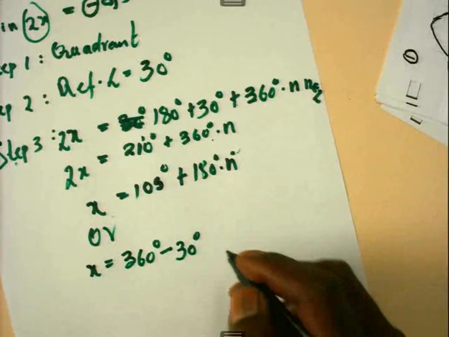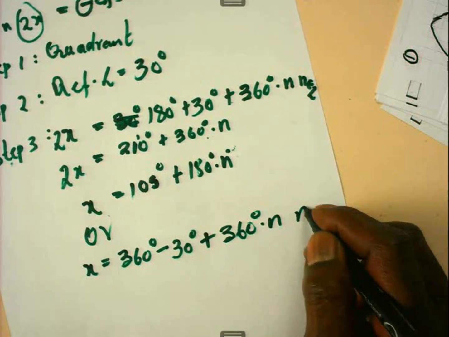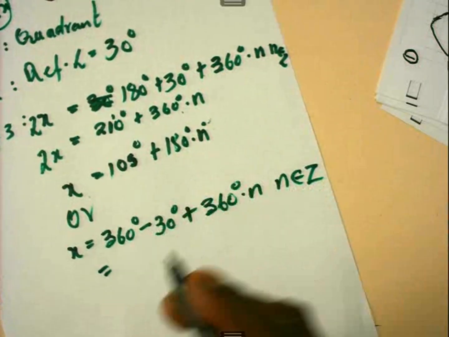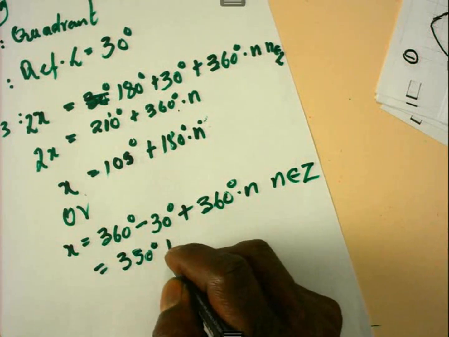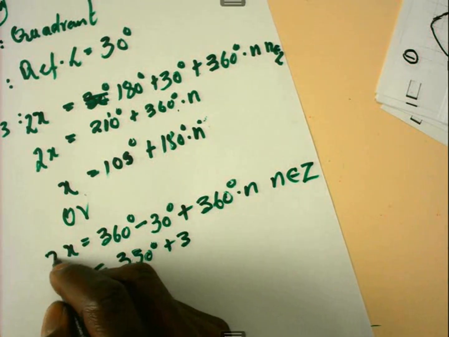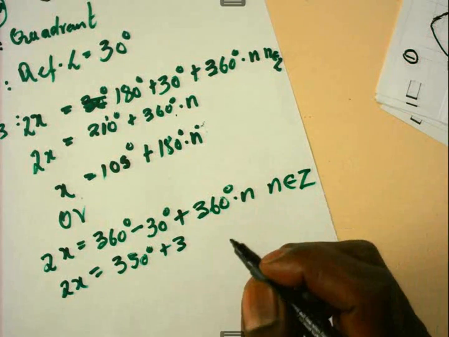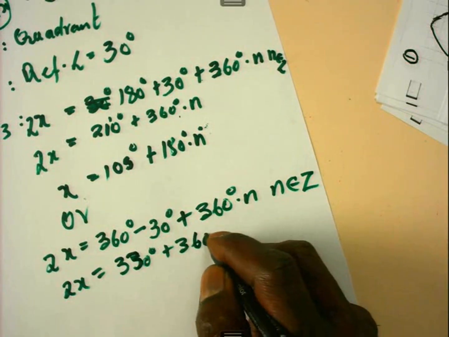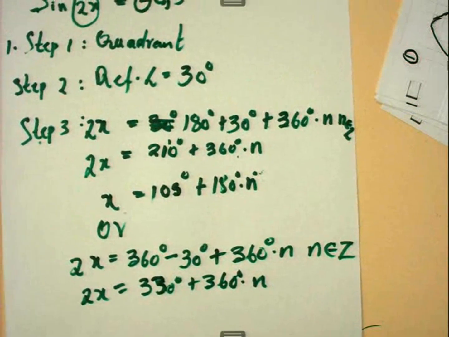Of course, we can rotate any number of revolutions, and therefore we'll say plus 360 degrees times n, n being an element of integers. And if we simplify this, 360 minus 30 will be 330 degrees plus 360 degrees times n. Remember, we have 2x there. I nearly made a mistake, forgotten about the 2. And then we've got 2x equals 330 plus 360 degrees times n, which is not yet the solution. We want the solution x.